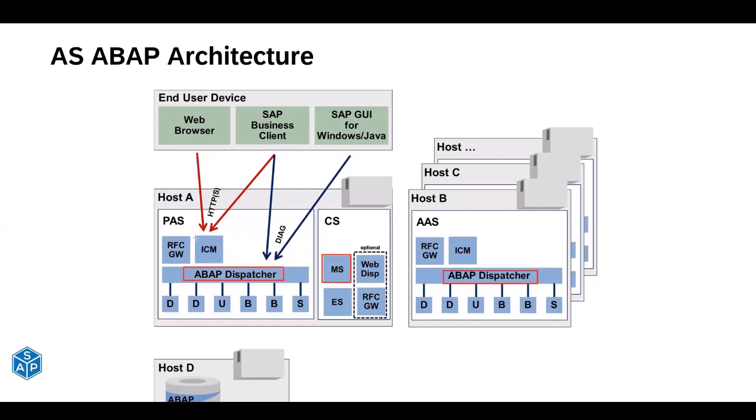Similarly, in this case you have multiple ICMs on multiple application servers. Yeah, correct. If you directly connect to this ICM, the other ICM will remain idle. So how will you do the load balancing? That load balancing is done by the web dispatcher. Okay. Fine.